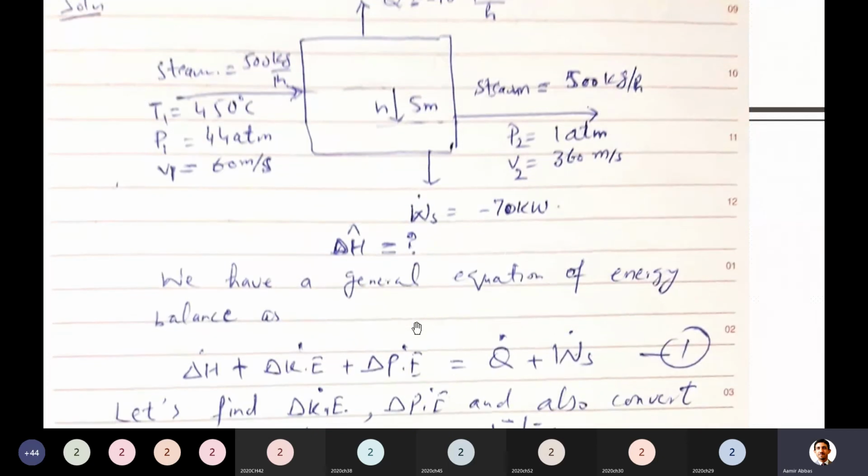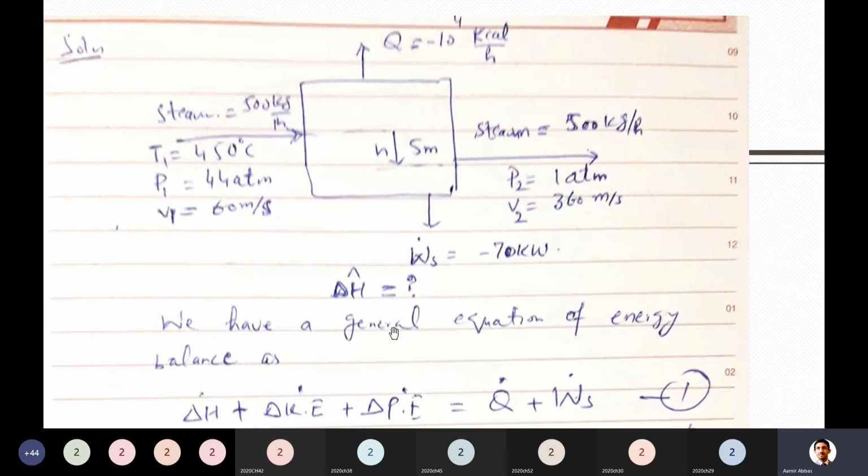Now look, first of all, what do you have to find in this equation? Delta H. Yes, del H. That's something which you have to find. Okay. What about del KE? Will this term exist or can we omit it? Like, can we make it 0?